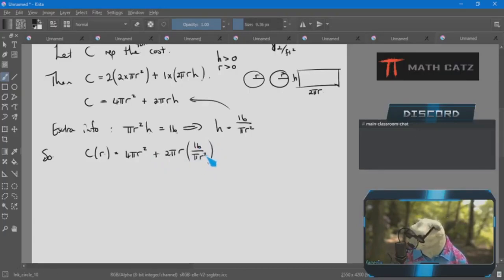I know for some I'm going a little bit fast, but you can always pause and rewatch the video later. I want to clean this up a little bit. I'm going to leave my 4 pi r squared alone. This pi cancels with that one, r cancels with that one, and I have a 32 over r.